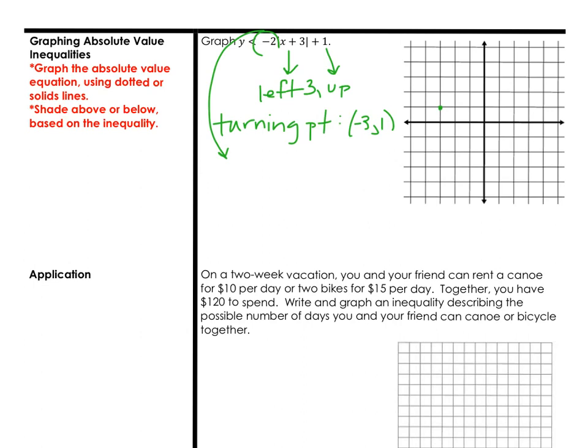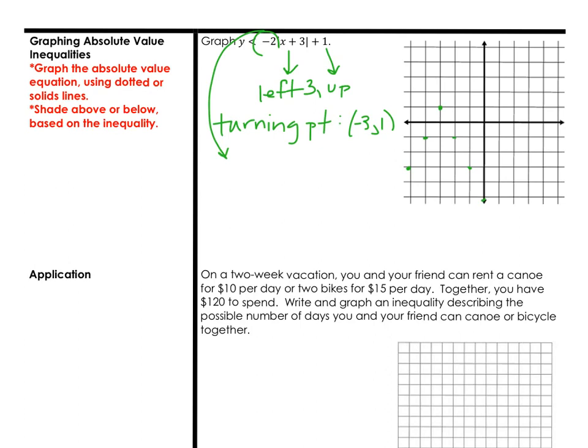So I'm just going to start on this left-hand side. From that turning point, down 2, go 1 to the left, down 2, go 1 to the left. Notice I'm at the edge. So go back to your turning point, count down 2, go 1 to the right, down 2, 1 to the right, down 2, 1 to the right, and there's our edge. So we have the boundary points.